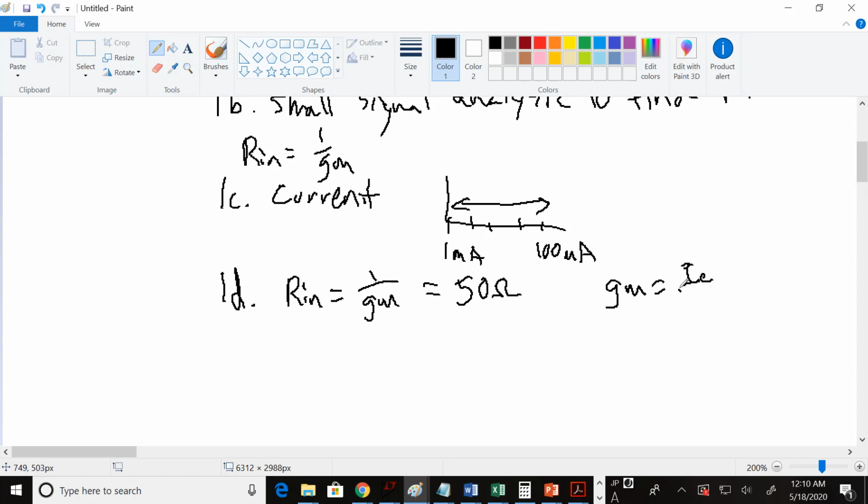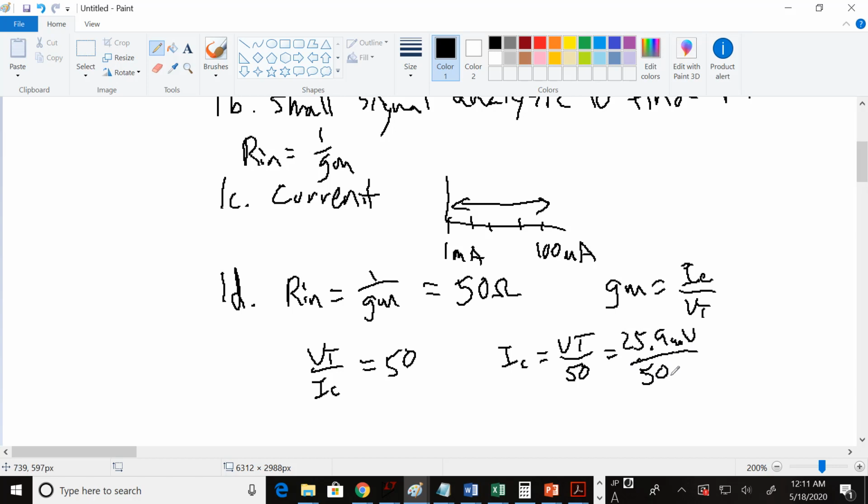Ic over Vt. The reason I knew that is I did a quick check on units, and V over I is resistance, and this is transconductance, so I knew I had it upside down. So 1 over Gm is this flipped, so Vt over Ic equals 50 ohms, and if you flip that around, you get Ic equals Vt over 50, and you know Vt is 25.9 millivolts, and this is 50 ohms.